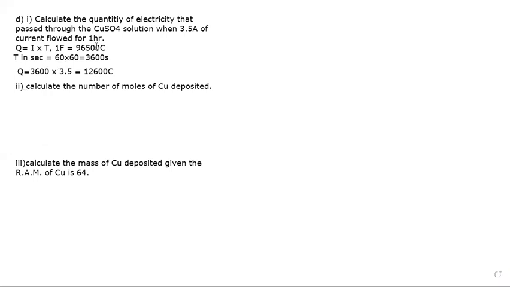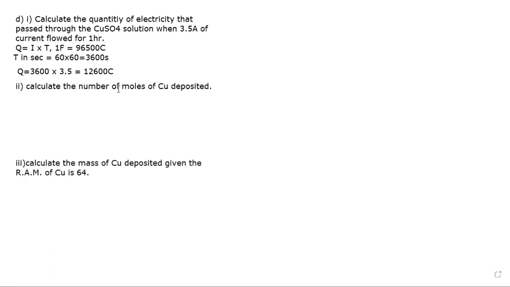All right, so remember 1 hour is 60 minutes. To convert the 60 minutes into seconds, we have to multiply by 60. 60 seconds is a minute, so 60 times 60 is 3,600 seconds. And then we know that I, which is the current, is 3.5 amperes. So 3,600 times 3.5, we get 12,600. And the unit for the quantity of electricity is coulomb, so we put C.